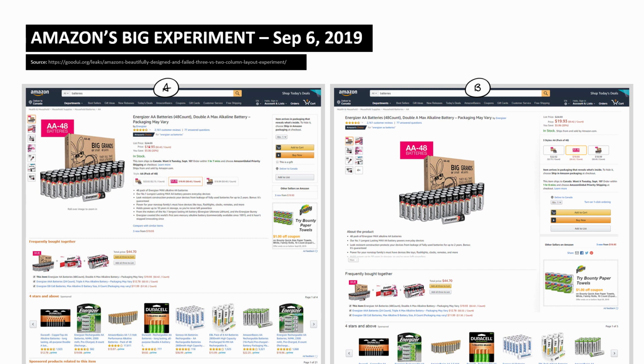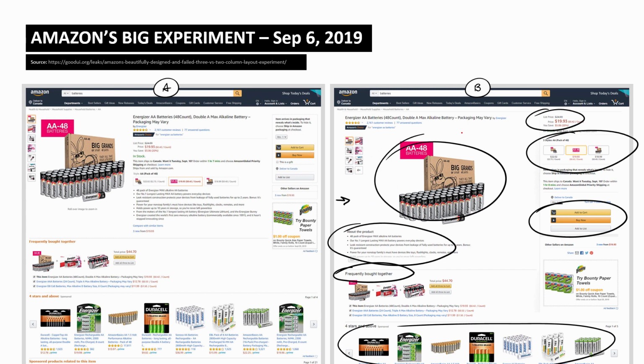Amazon this year, sometime in September, ran this experiment with this variation here. And notice that there's quite a bit of changes here. And we know this because we have this method of clearing cookies and basically seeing whether there is an active experiment. So that's how we know what's being tested.